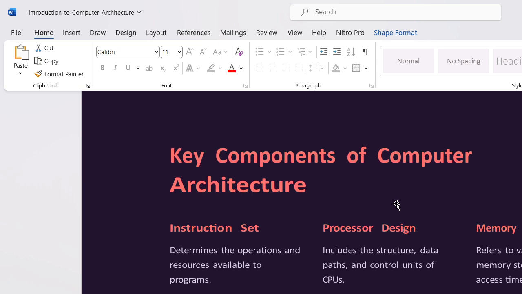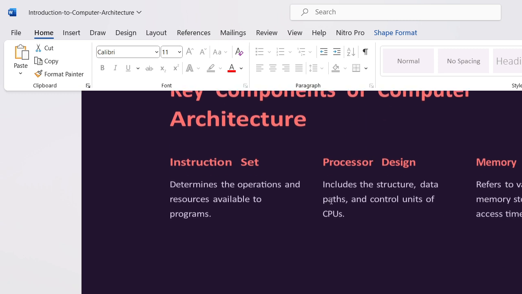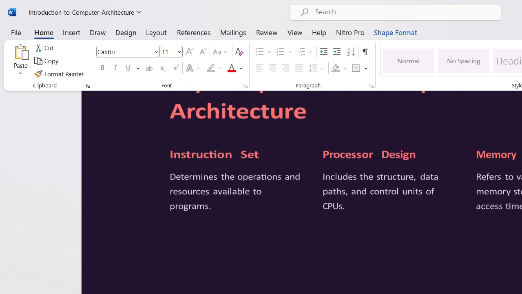That means these three components are very important and very useful for building computer architecture, and none of them is useless. If the processor design is not efficient enough, then the memory will not be good enough for the instruction set.